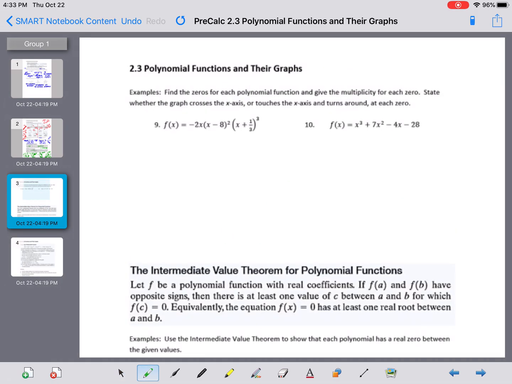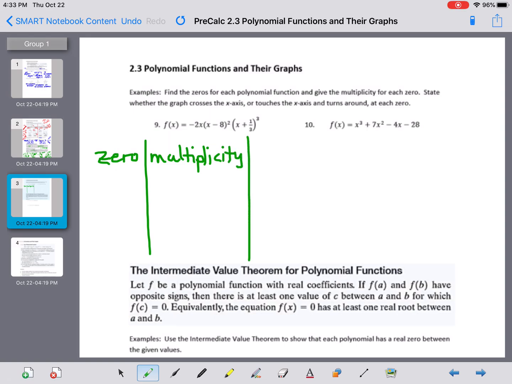It says, find the zeros for each polynomial function and give the multiplicity for each zero. State whether the graph crosses the x-axis or touches the x-axis and turns around at each zero. Number 9 is nice because it's all been factored for us. So I'm going to make a little chart. I'm going to list my zero, and list its multiplicity, how many times it is the zero. And then the behavior on the graph.